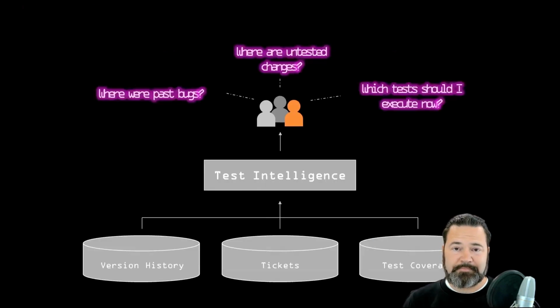Let me summarize. There's been a lot of research on test intelligence approaches that use version history information, ticket information, and test coverage information from your own system to help you be more effective and efficient in finding new bugs and then optimizing your limited test resources.